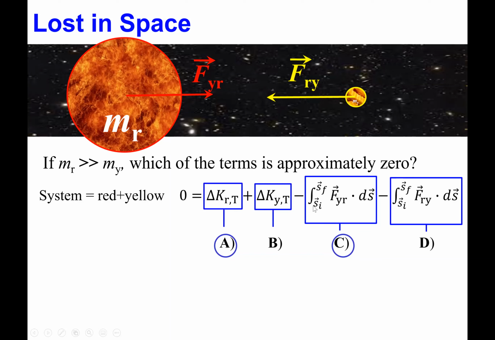And of course, if we think about it a little bit further, we'll realize that because the red one is so massive, the path change will be very, very small. So although Fyr could be very, very large, the total path difference between Si and SF is going to be very, very small.